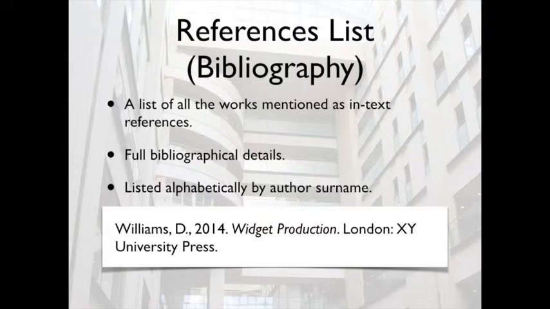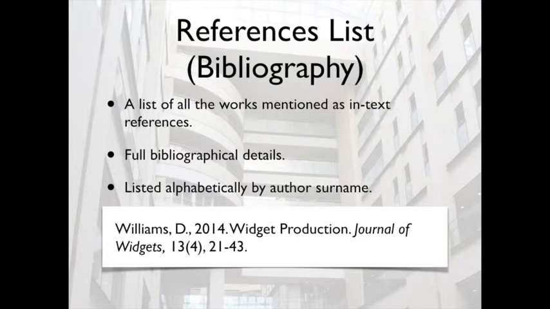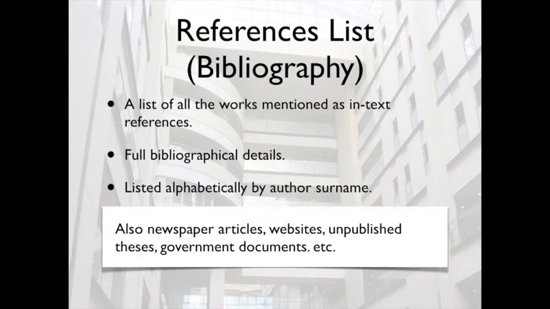For a book, you must give the following information: author, date, title, place of publication, and publisher. For a journal article, you must give the author, date, article title, journal name, volume, and page range. There are many other sources that can be used, including newspaper articles, websites, unpublished theses, and government documents. Each will have their own particular set of information to be included.